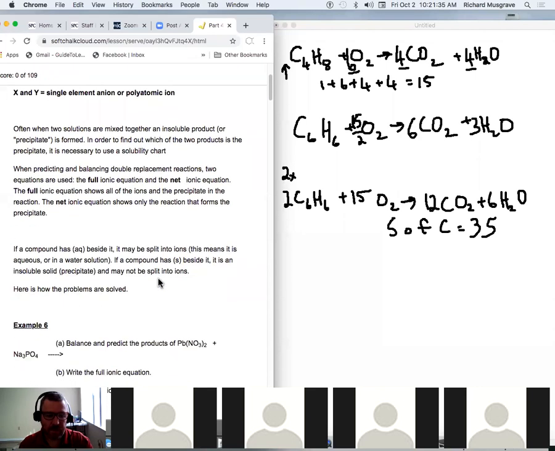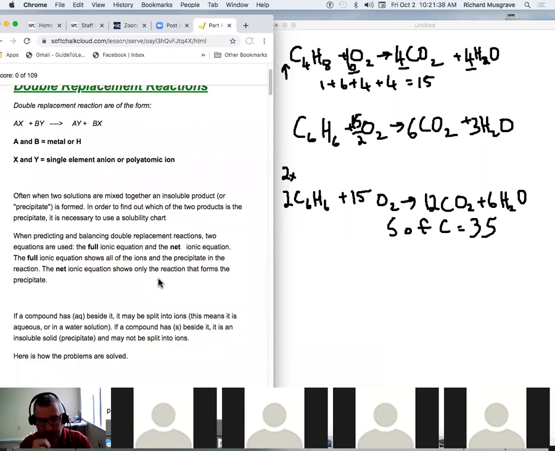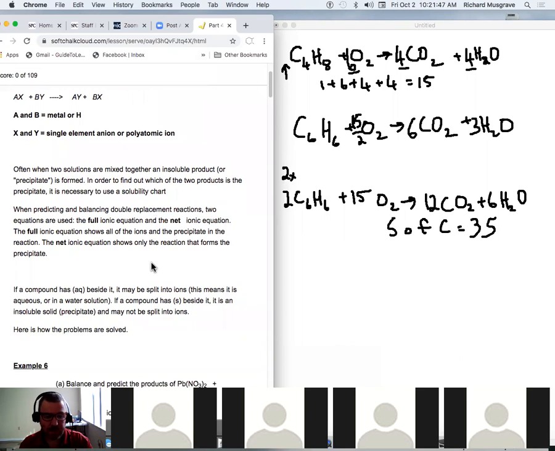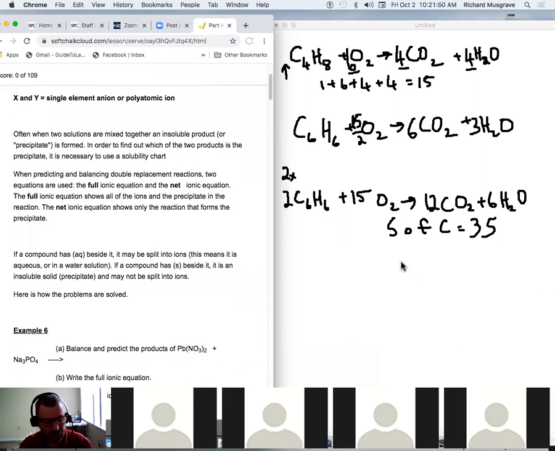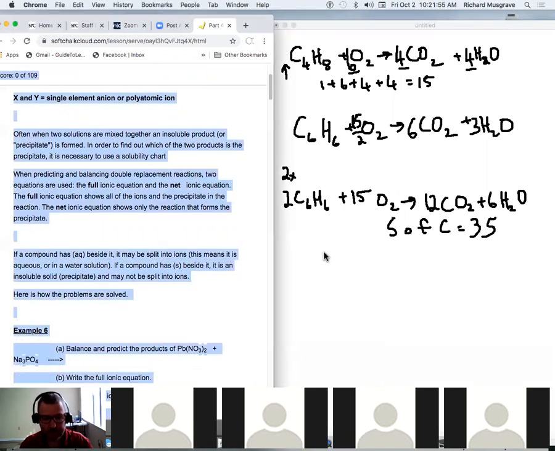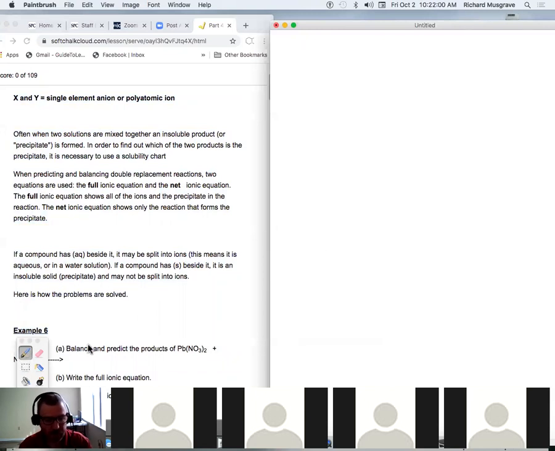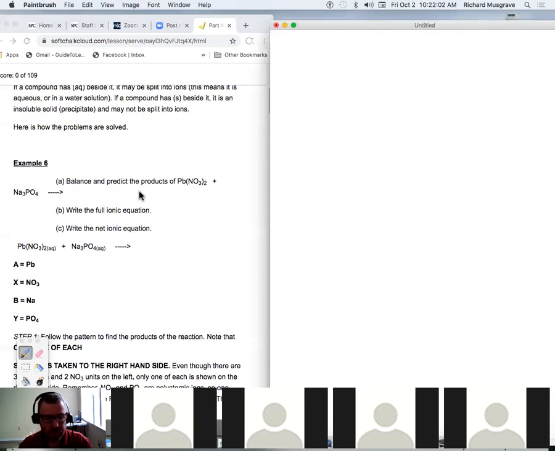Now these next ones are somewhat difficult, the double displacements. And the double displacements are really an extension of the acid-base reactions we've just been looking at. So I'm going to do this by way of an example, and we're actually going to do three things with this. We're going to balance and predict the products of the reaction first. Then we're going to write the full ionic equation, and then we're going to write the net ionic equation.